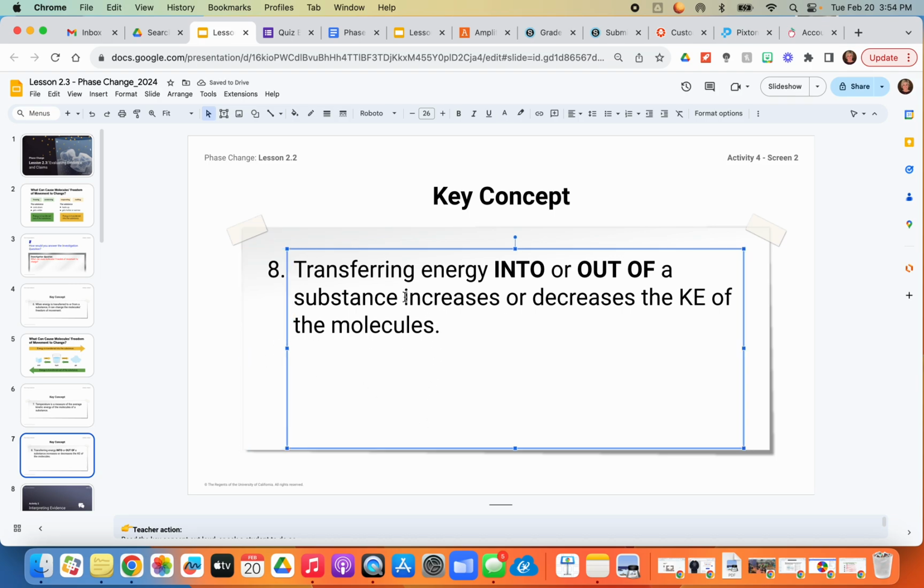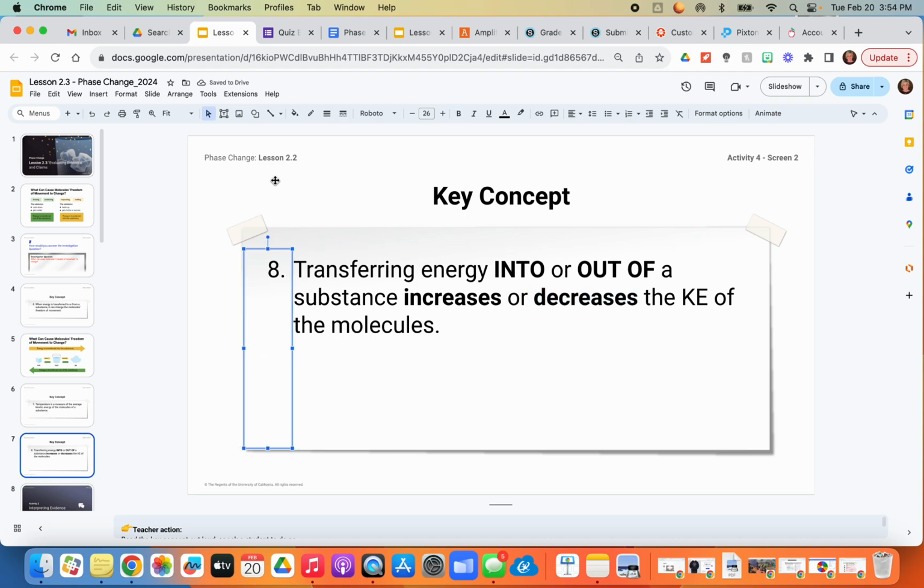Okay? We're going to bold this: increases or decreases kinetic energy of the molecules. You guys know this. Amplify really likes their words, and it can be a little wordy. This is a good one. Key concept 8: transferring energy into or out of a substance increases or decreases the kinetic energy of the molecules.